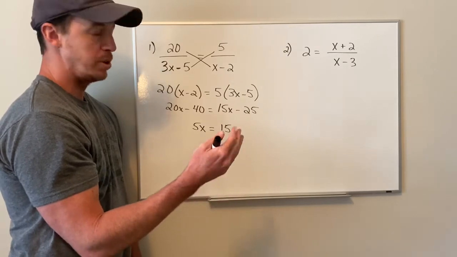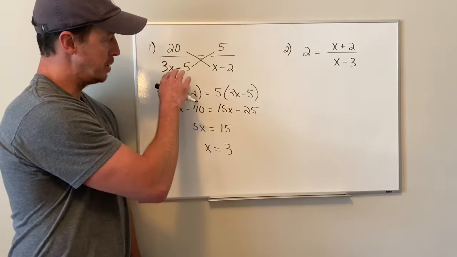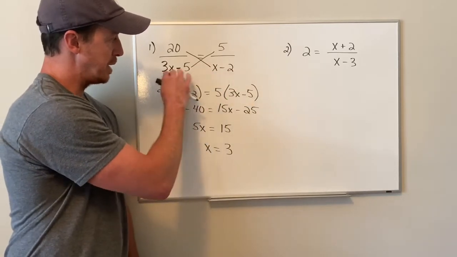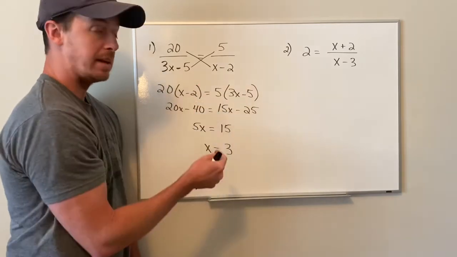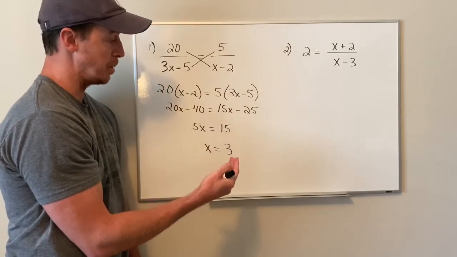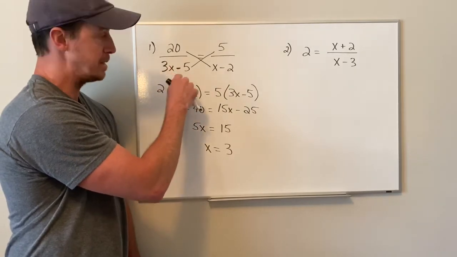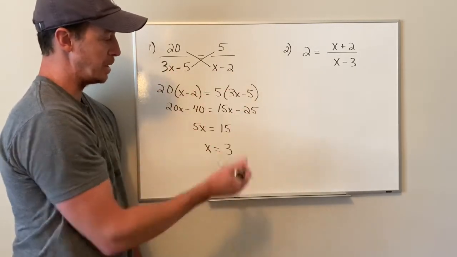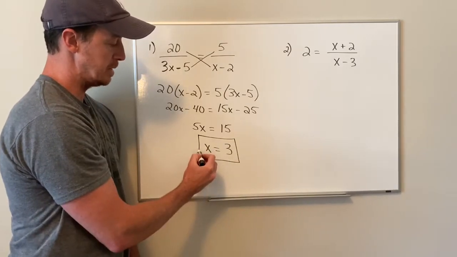But when you're just checking for extraneous solutions, all you really need to do is take a quick glance at these denominators and make sure that your answer wouldn't make either of those denominators equal 0. You can see I could put 3 in right there and that would not be 0. I could put 3 in right there and that would not be 0. That means that 3 is okay. 3 is the answer.